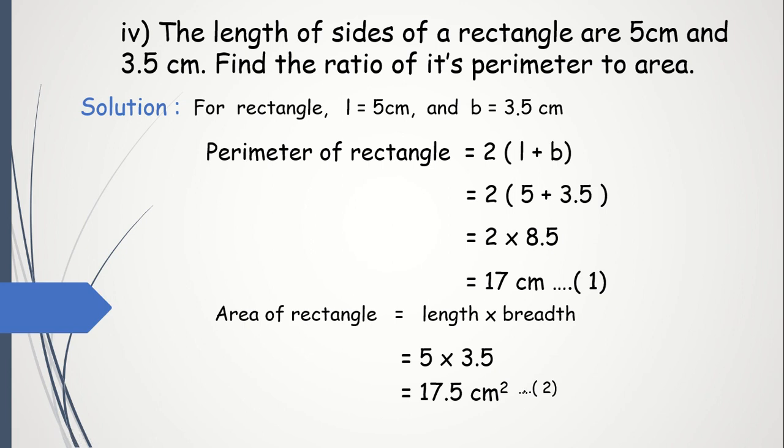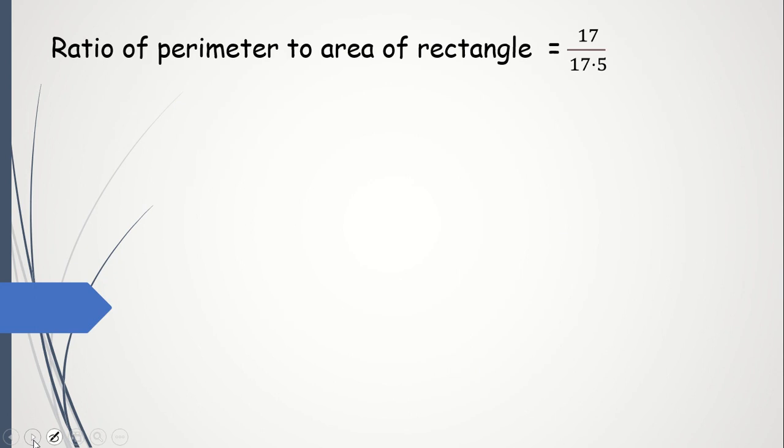is 17.5 centimeter square. Mind the units. Unit of a perimeter, as I told you, is a one dimensional quantity, so it's centimeters. Area is 2 dimensional, so that's centimeter square. And volume would be 3 dimensional, so that's centimeter cube, the unit for volume. Now the ratio would be 17 upon 17.5. So further that is reduced to 34 upon 35. So that's 34 is to 35.